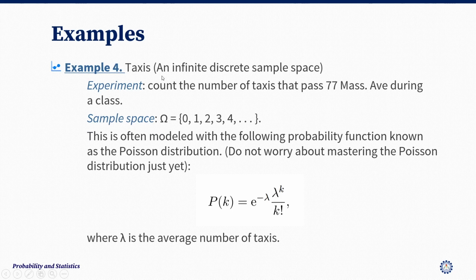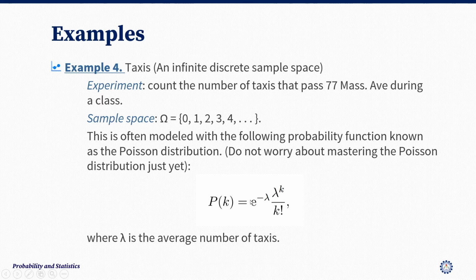So that's another example. For example number 4, let's say for instance taxis, which is an infinite discrete sample space. Our experiment here will count the number of taxis that pass by on average during a class. Our sample space here will be big omega, equal to 0, starting from 0 until infinity. This is often modeled with the following probability function known as the Poisson distribution. Don't worry about mastering the Poisson distribution just yet.